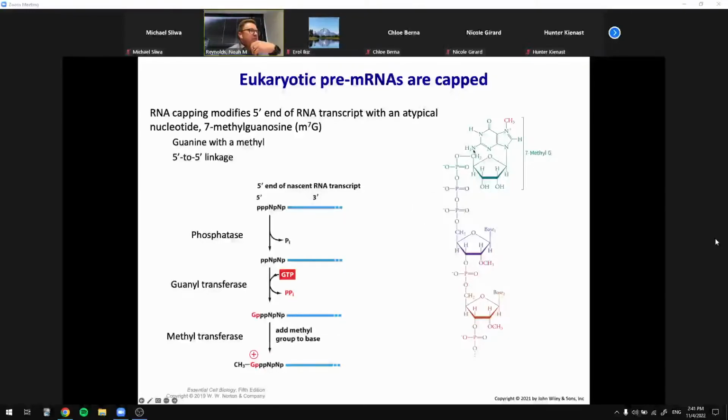And then now we have this built up, and then a methyl transferase comes in and puts on the methyl group. And so I do want you to know the order of these events, right? Removing a phosphate, making the 5' linkage with the G, and then adding the methyl group. And this is going to provide a place, remember, for the ribosomes to get onto the transcript to begin translating in eukaryotes. So the cap is important to make sure the ribosomes can get there.